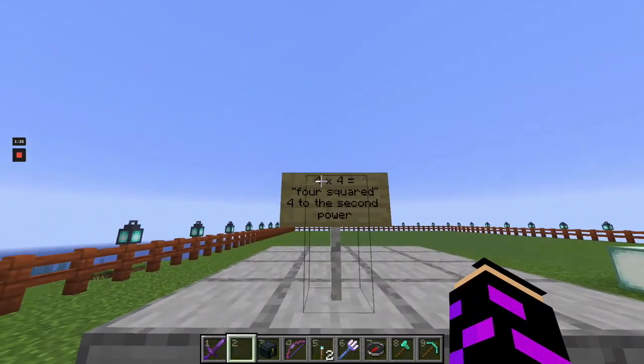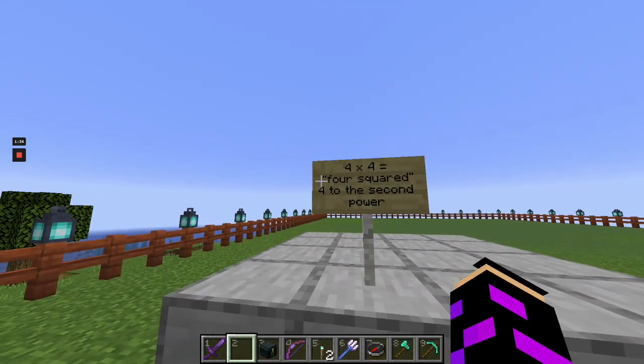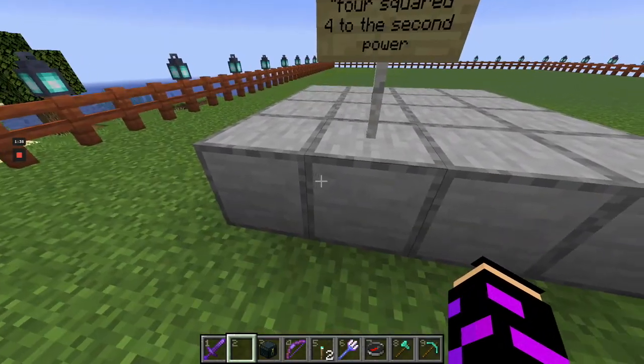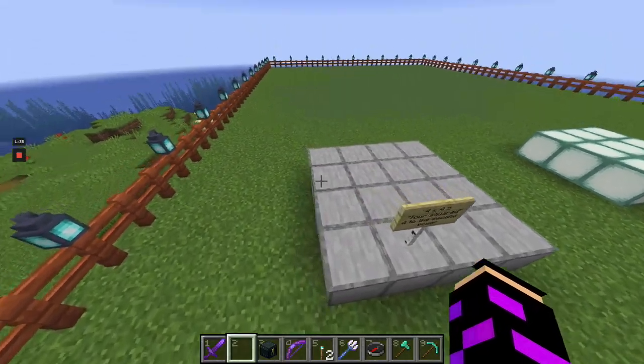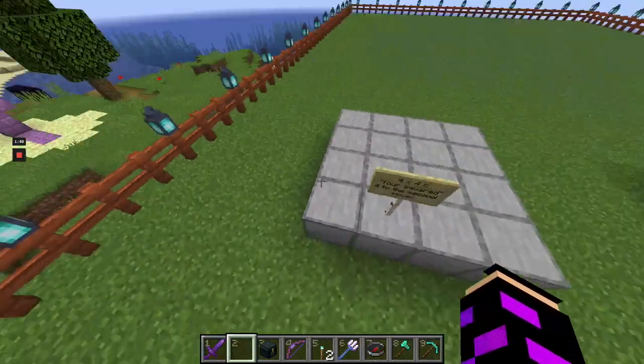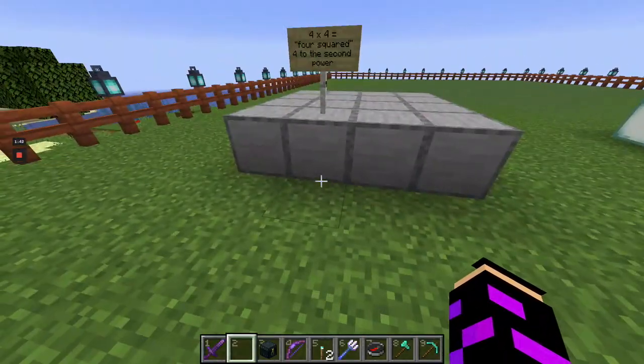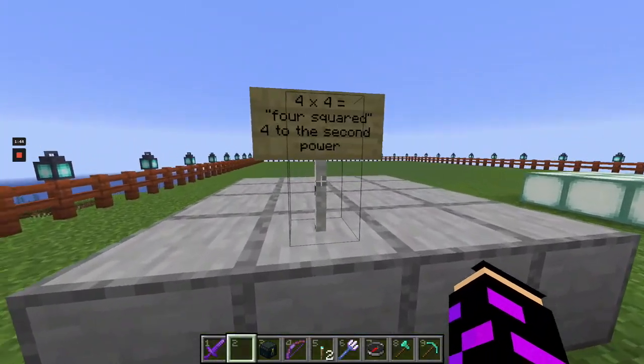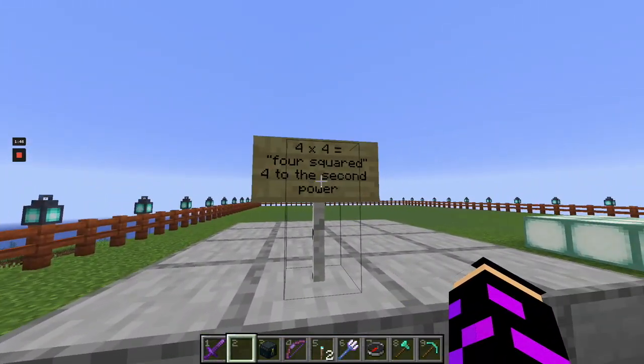So you can write 4 times 4. You can also write 4 squared, because get it? It makes a square of 4 on each side. 4 by 4. So that's 4 times 4. We call that 4 squared. It's also called 4 to the second power.